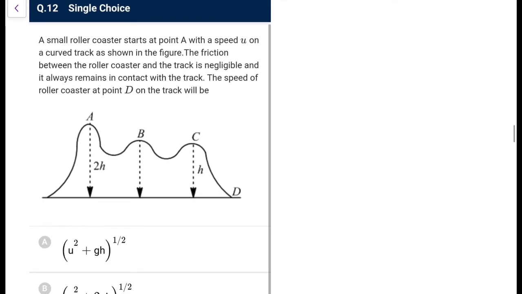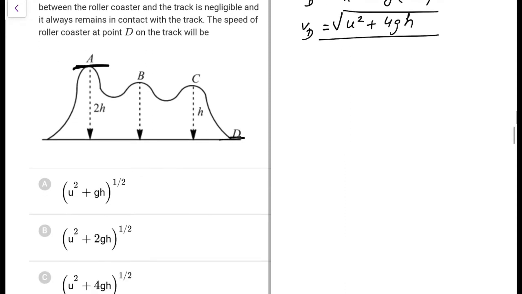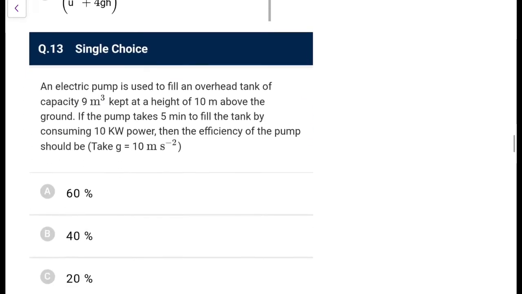Next one. A small roller coaster starts at point A with speed u on a curved track as shown in the figure. The friction between the roller coaster and the track is to be neglected, and it always remains in contact. The speed at the point D? Here, because energy is conserved, there is no need to look at the whole thing. This is A and this is D. You can directly say VD square is VA square plus 2gH because it has gone down, and the height is 2H. So VA square is U square plus 4gH. So V at D would be under root U square plus 4gH. Go for option C in this particular case. That is the answer.